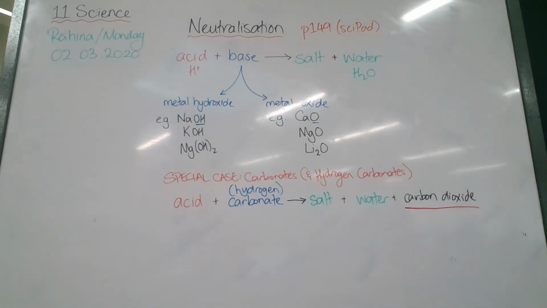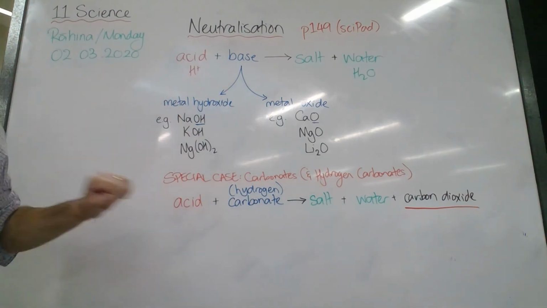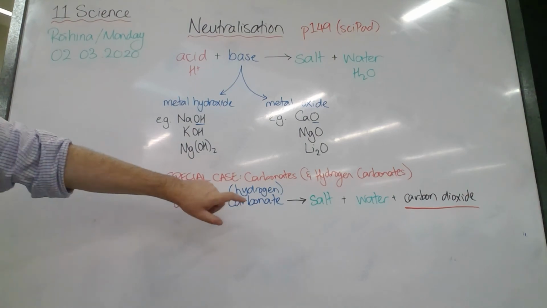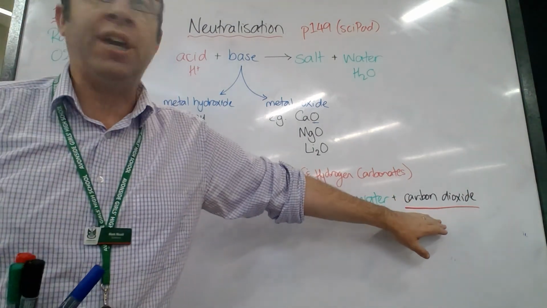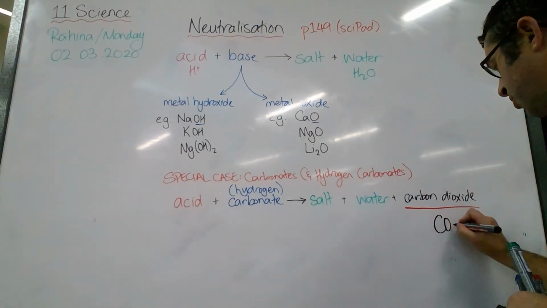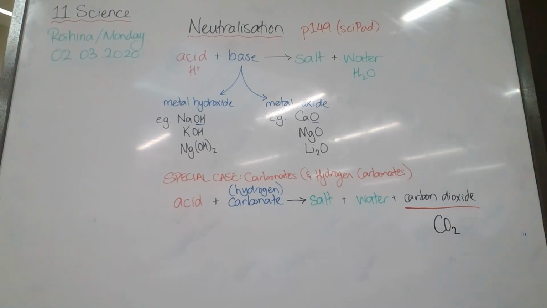So that in a nutshell is neutralization. An acid plus a base. The base sometimes can be a carbonate. When it's a carbonate, you get the salt and water, but you also get CO2, carbon dioxide. I'll just put that formula there, because it is a good one to be able to use rather than writing the word all the time, CO2.